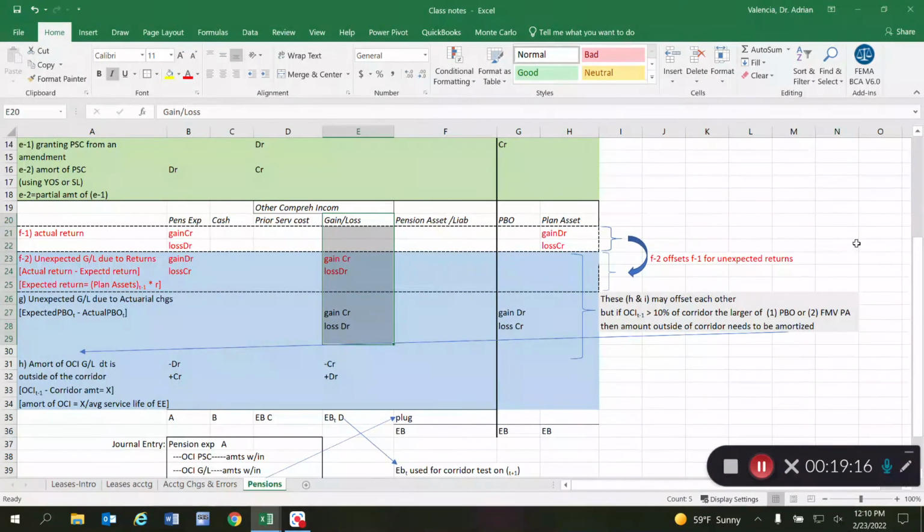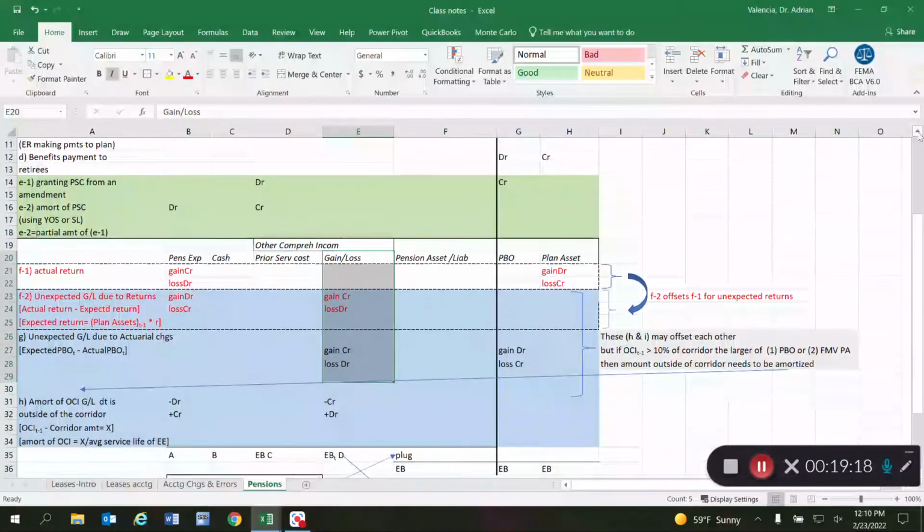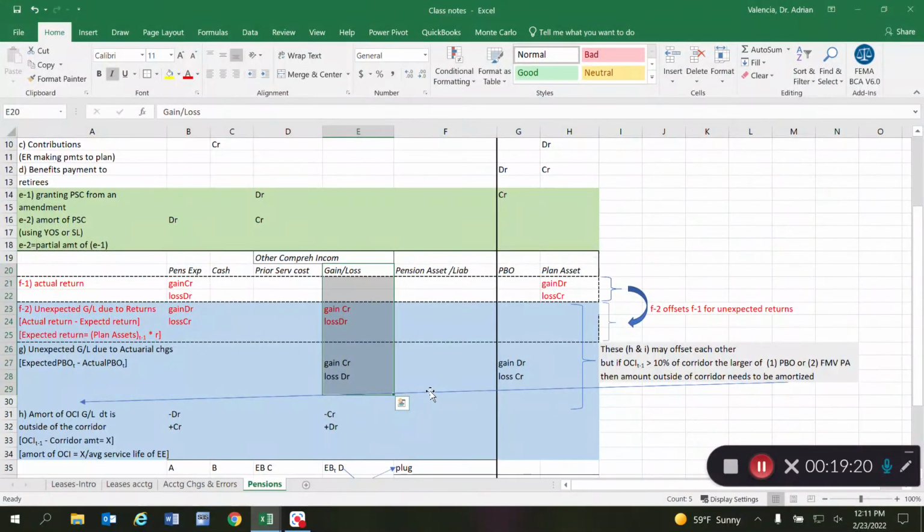Now, notice this, and this is also tricky. As the OCI gains and losses go up and down, the expectation is that they will tend to offset each other in the long run. So if that is the case, sometimes you have a gain here, sometimes you have a loss here. So overall, the OCI gain and loss is being offset.